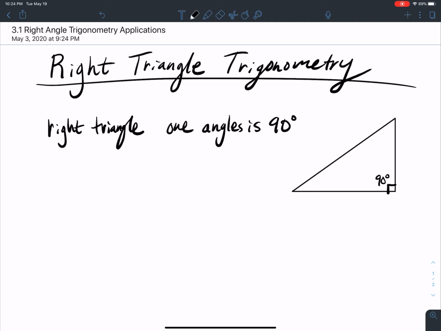Okay, and so maybe you have some other angle theta, right? So if you have sides A, B, and C in a right triangle, we call this side a leg. This B side is another leg. And the C side is the hypotenuse. Okay? The hypotenuse is opposite the right angle.